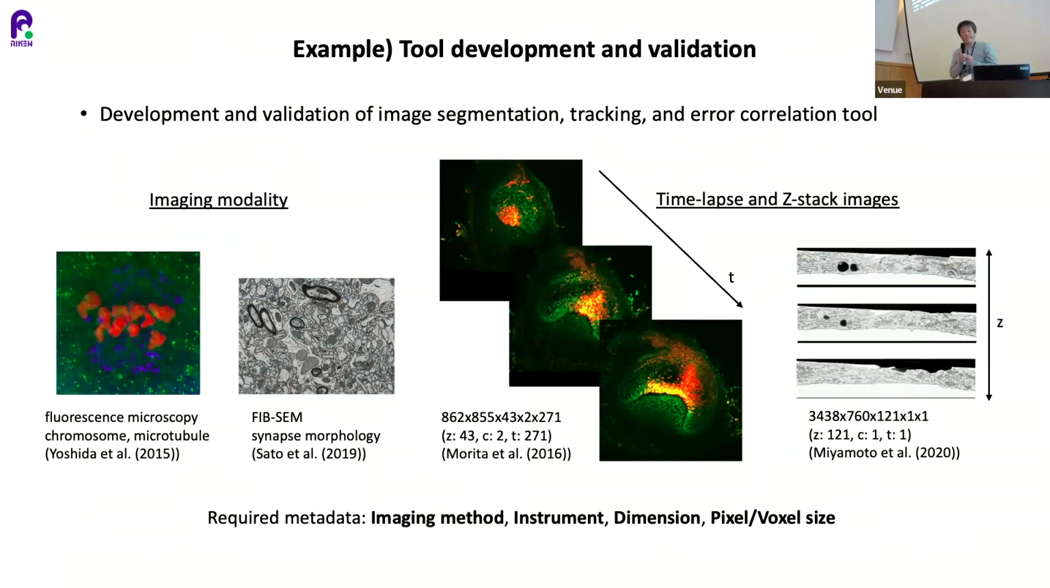If you go into tool development, for example, you have this kind of images and you are trying to make some tool for analyzing them. Also if you have time-lapse images, you need to develop something. In this case, you need metadata on imaging method, instrument, dimension, and pixel box size. This kind of information is necessary.